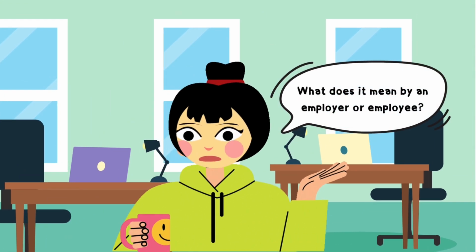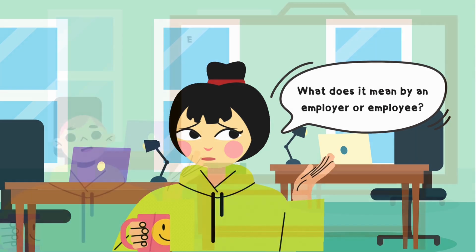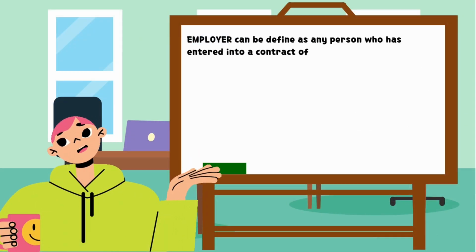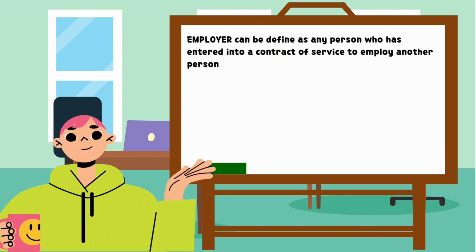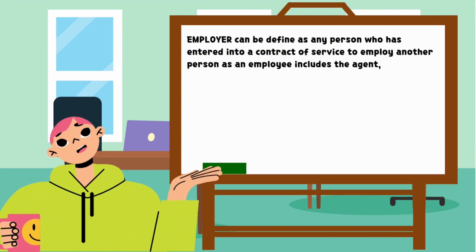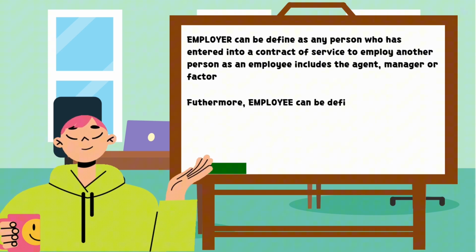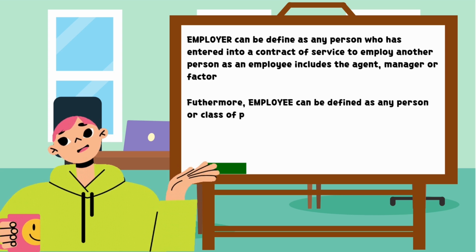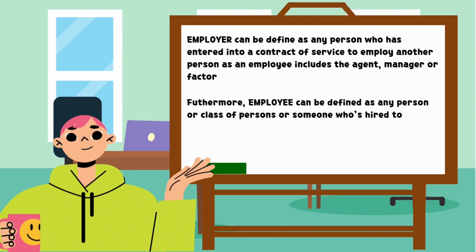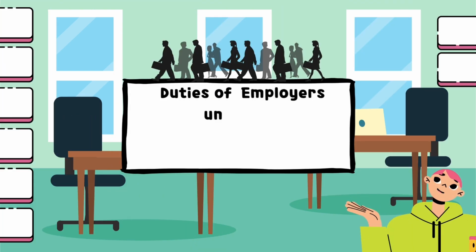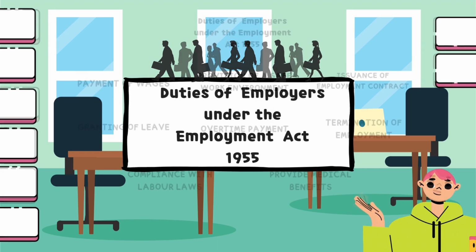What does it mean by an employer or employee? Employer can be defined as any person who has entered into a contract of service to employ another person as an employee, and includes the agent, manager, or factor. Furthermore, employee can be defined as any person or class of persons, or someone who is hired to do a particular job for pay. Duties of employers under the Employment Act 1955.